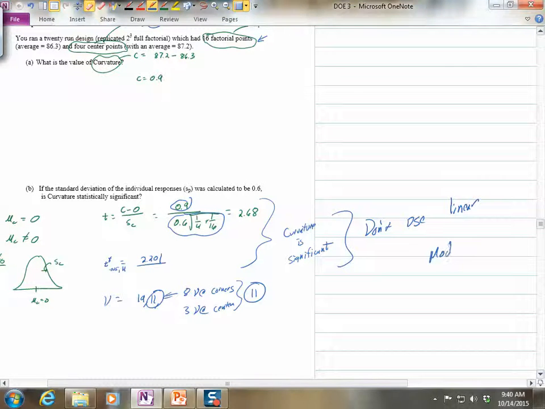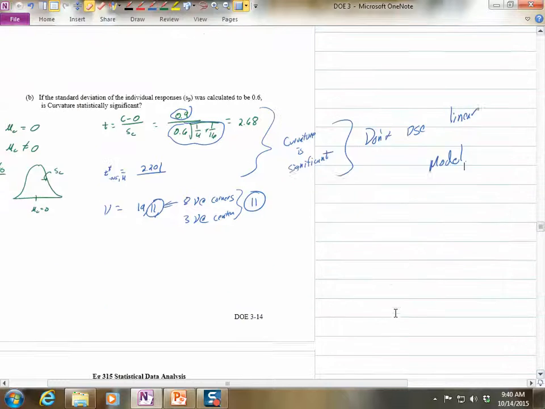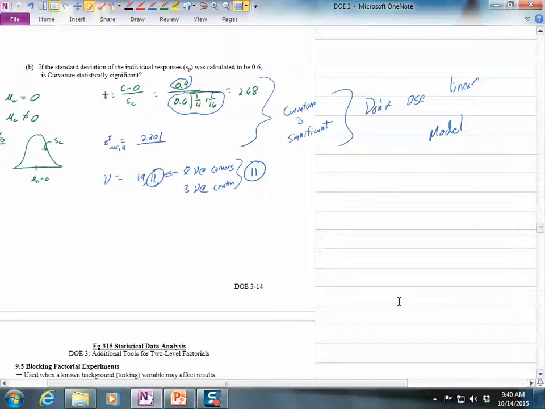It's no good. The only place it will predict things are at the corner points where you know what's there anyway. So I wouldn't use it anywhere. So now, if we have curvature, we haven't figured out what the curvature looks like. We have one data point for curvature at the center.